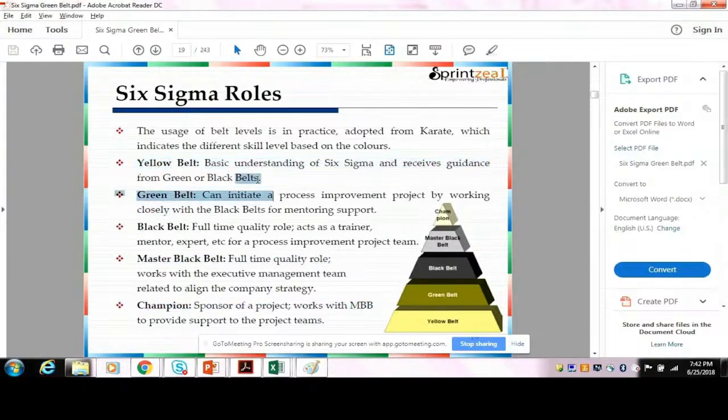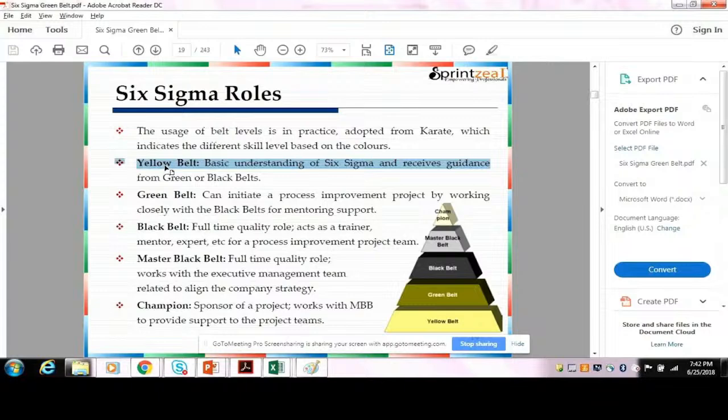Sometimes you might find this role in the organization. In some organizations, yellow belt might not be there. In some organizations, they might also have white belt as well. It is actually adopted from karate. It's a funny story.